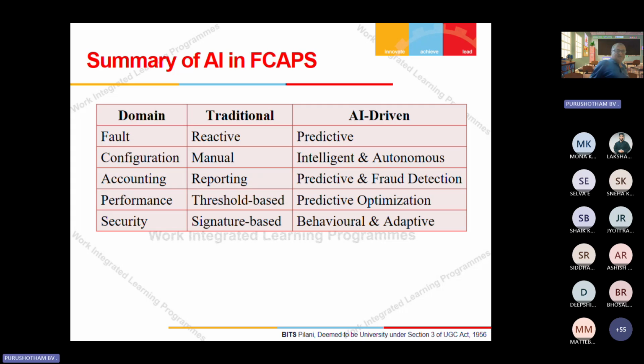Summary: fault management is reactive, and AI is predictive. Configuration is manual in the traditional approach, whereas it is intelligent and autonomous in the AI-driven case. Accounting reporting is done manually in the traditional approach, so predictive analysis and fraud detection become possible with AI. Performance is threshold-based, versus predictive optimization. Security is signature-based, versus behavioral and adaptive in nature.